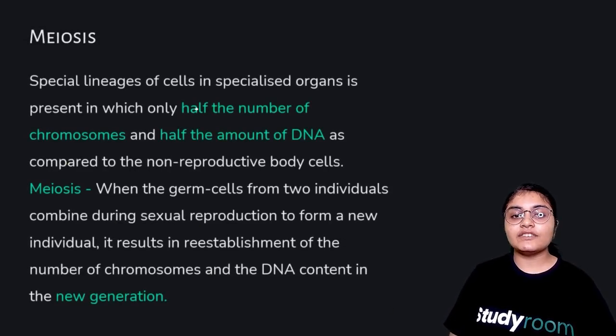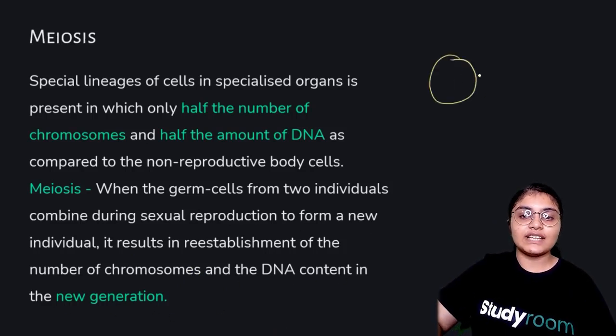Special lineages of cells in specialized organs are present in which only half the number of chromosomes and half the amount of DNA is found, as compared to the non-reproductive body cells. Now this process of cell division is called meiosis, where the germ cells from two individuals combine during sexual reproduction to form a new individual. It results in re-establishment of the number of chromosomes and the DNA content in the new generation.